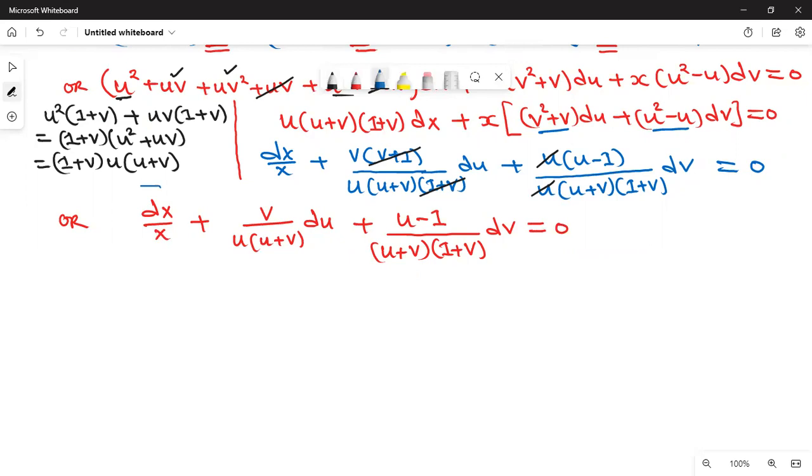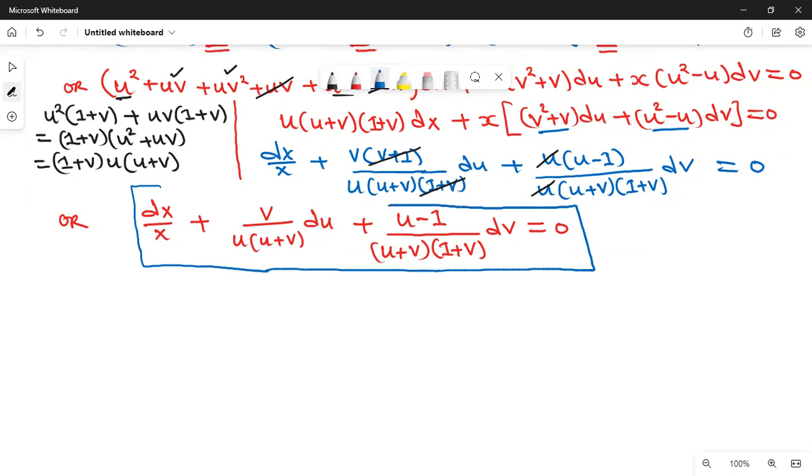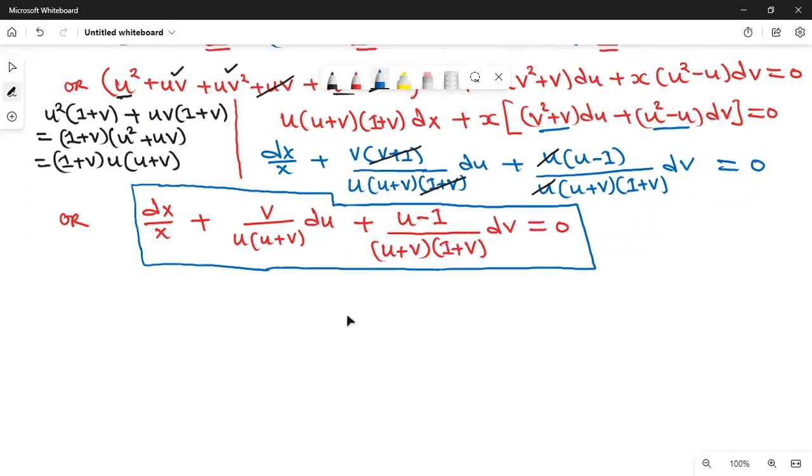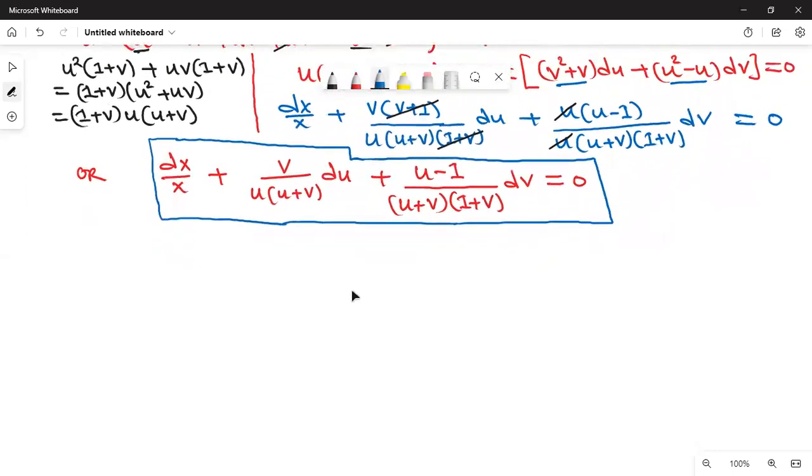So I can bracket this equation. This is the one we need to integrate to get our general solution. But you see, we cannot integrate the way it is. Of course, the first term is easy to integrate, but what about the second and the third terms? It's not easy to integrate those two terms unless we decompose them.